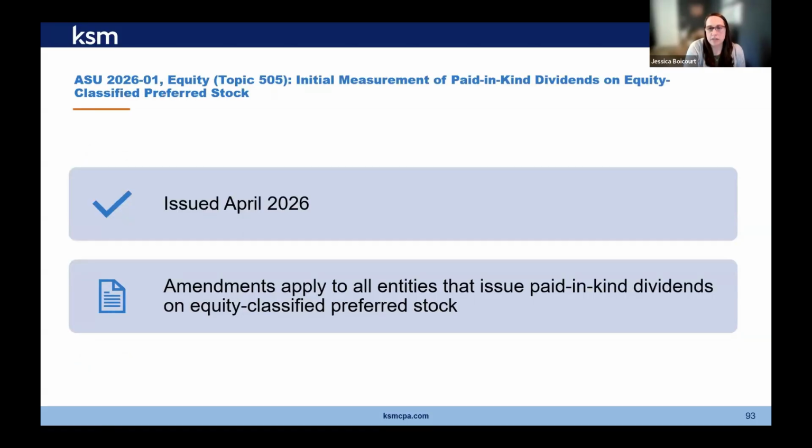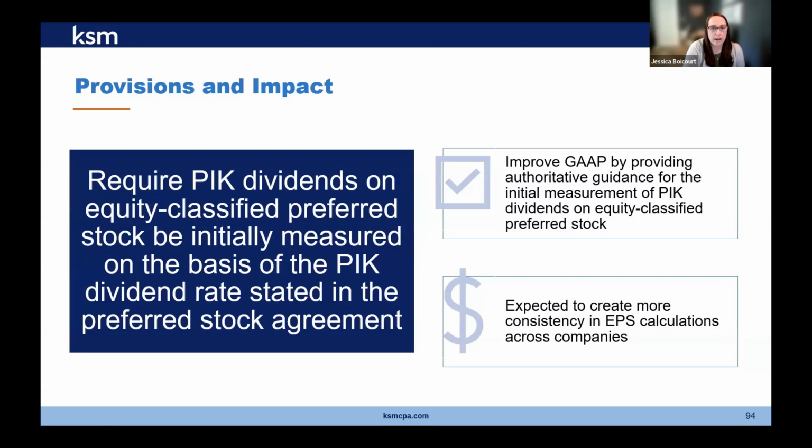So far in 2026, they've only issued one very narrow scope ASU. It was issued in April. It applies to all entities that issue paid-in-kind dividends on equity classified preferred stock. There was no authoritative guidance prior on how an issuer should initially measure paid-in-kind dividends on equity classified stock. So that was the guidance that they created. We don't see this very often, but if you do have this, then there will be specific guidance now that PIK dividends on equity classified preferred stock are going to be measured at the dividend rate stated in that agreement.